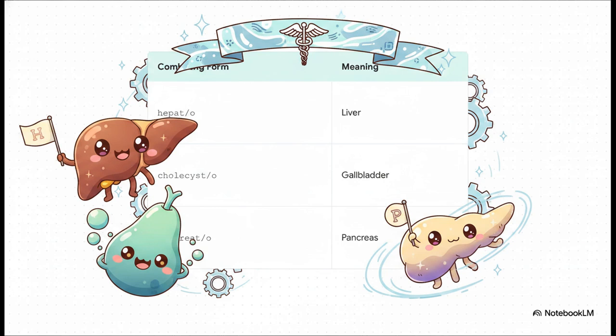It's got this vital support crew, these accessory organs. So the code for the liver? Hepato. The gallbladder is cholecysto. And the pancreas? You can probably guess this one. It's pancreato. See, a lot of these are pretty straightforward.